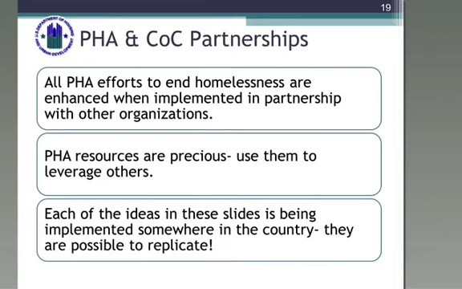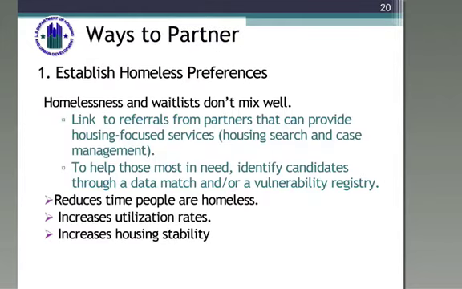PHAs are already doing great work all over the country, and all PHA efforts to end homelessness are enhanced when implemented in partnership with other organizations. PHA resources are precious, and we encourage you to work closely with CoCs to identify opportunities to use them to leverage others. Each of the ideas in these next slides is being implemented somewhere in the country, and they are possible to replicate.